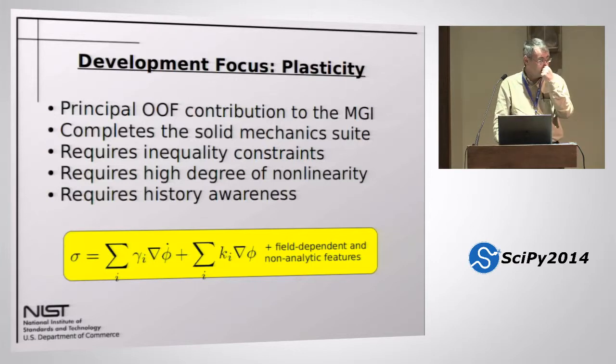So the thing about plasticity is what happens when you, particularly in metals, for example, bend a metal and then let go and it stays bent. That's plastic deformation.